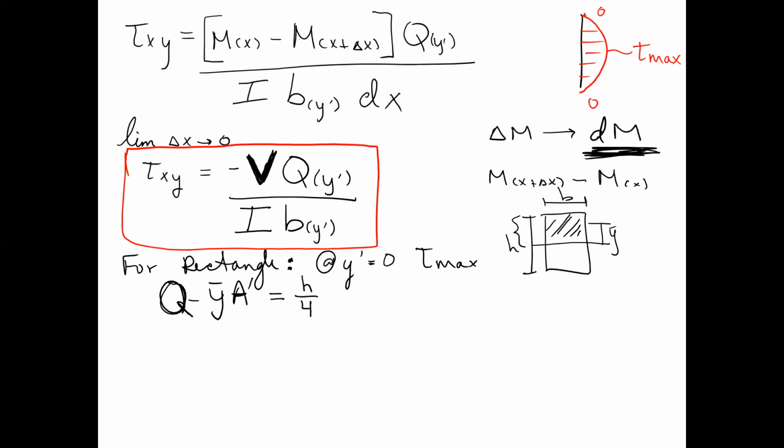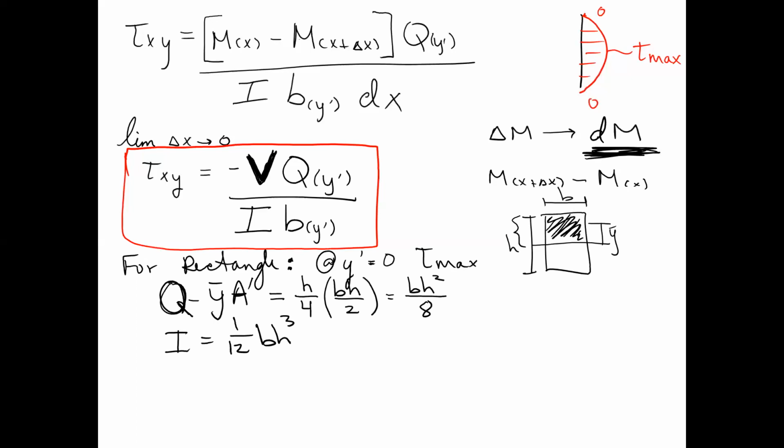And then the next thing is A prime. What is this area above the centroid? b times what? bh over 2. Good. So your Q is bh squared over 8. I, what's I for a rectangle? Good, 1 over 12 bh cubed. And then b, of course, is b.